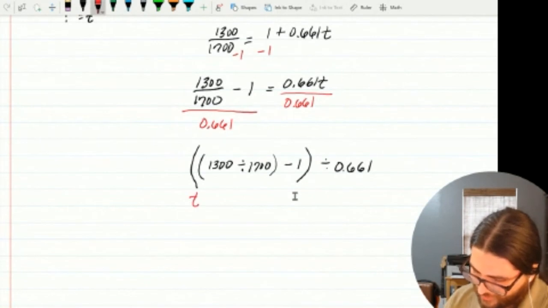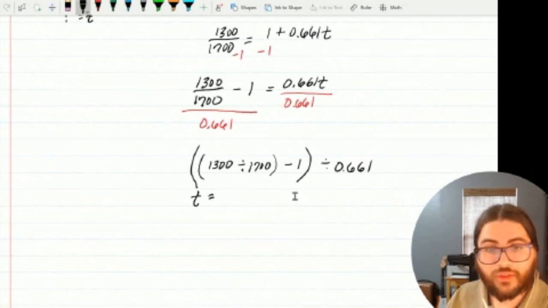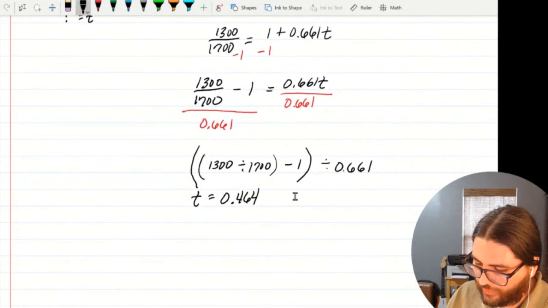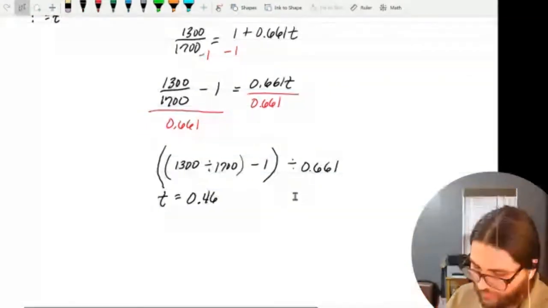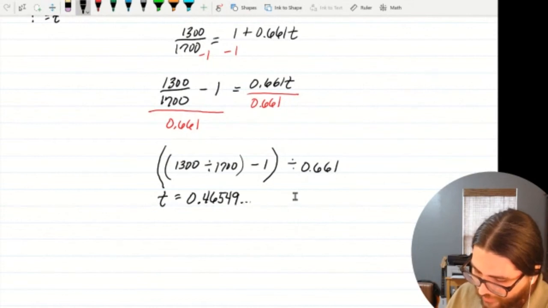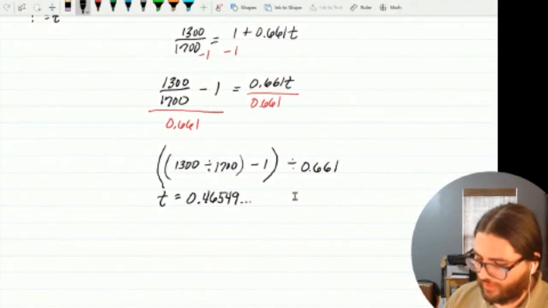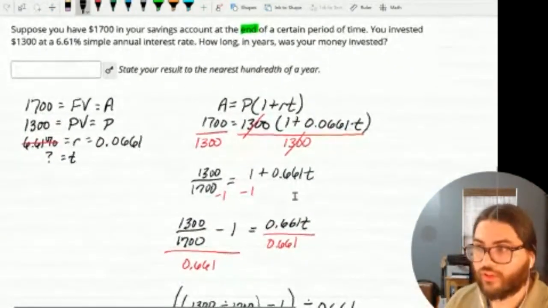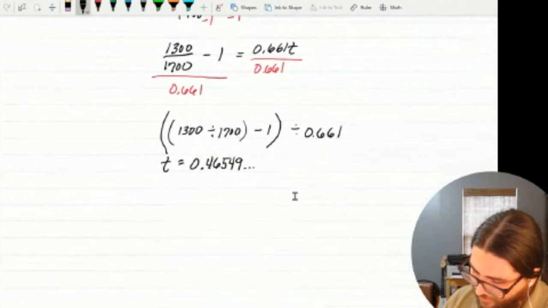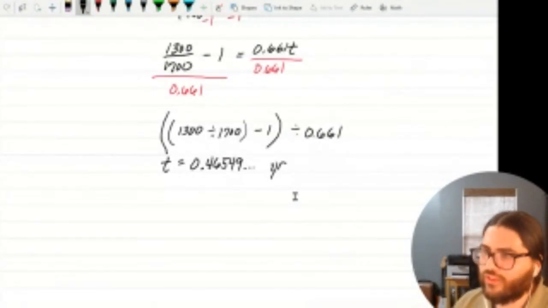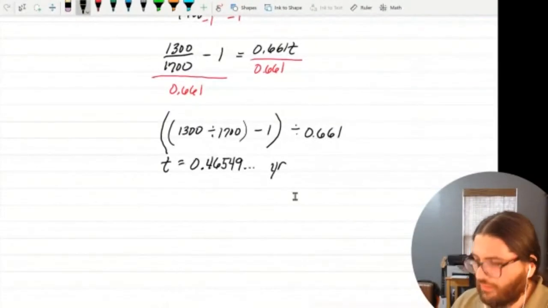This would be my t value. T would be equal to, now it gives me a decimal number here, 0.465465. It keeps going. It's a big long decimal. The computer asked us to round this number to the nearest hundredth of a year. And so this is measured in years. The nearest hundredth of a year, let's see.